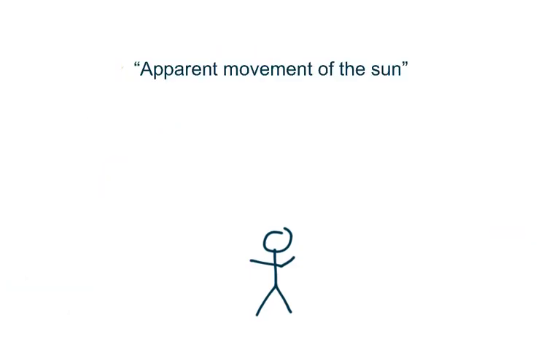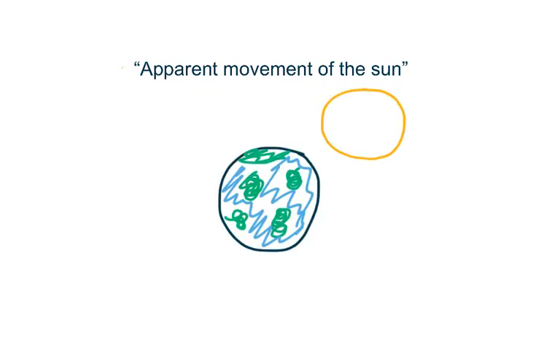What's happening here is actually called the apparent movement of the sun. Although the sun looks like it's moving across our sky throughout the day, we know that the sun is at the center of our solar system. So the sun isn't actually what's moving. What is moving is our Earth. The reason the sun appears to be moving is because of how the Earth is actually moving.